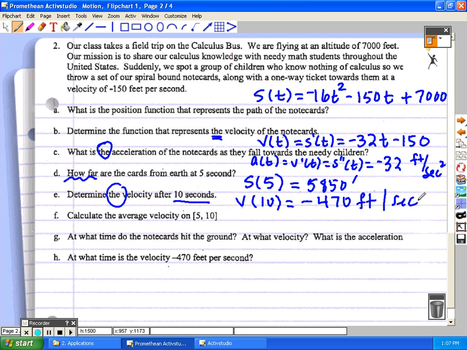And then letter F sends me back to algebra 1. See, look, average begins with the letter A, and so does algebra 1. Average velocity means change in position over change in time. So I'm going to substitute. Oh, by the way, remember average velocity. Be very careful. It's change in position over change in time. So I do not plug the 5 into the velocity function. I plug the 5 into the position function.